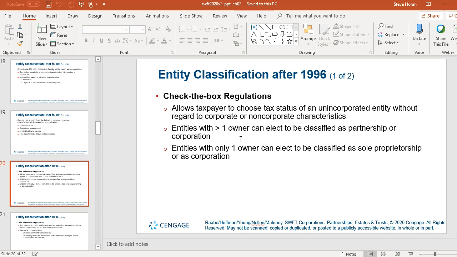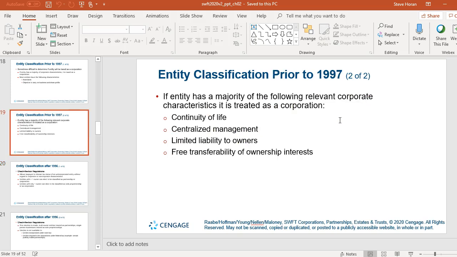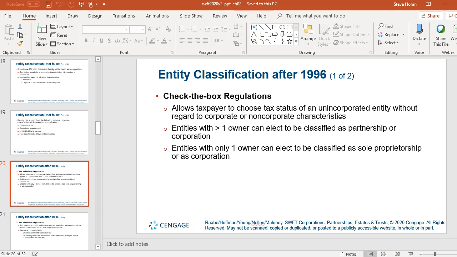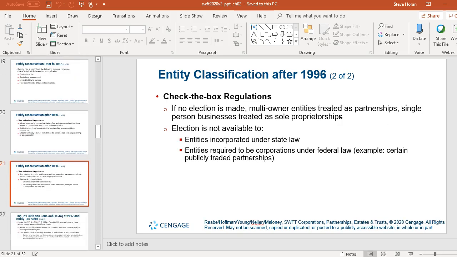Before or after 1996, it's a check the box. Basically, you can choose the tax status of an unincorporated entity without regard to corporate and non-corporate characteristics. So there's kind of that cutoff of 97, after or prior to 97. And so we have to kind of think that check the box is you make the election. You literally check a box on a form. Okay, if no election is made, multiple owner entities are treated as partnerships, a single person entity to be treated as a sole proprietorship.